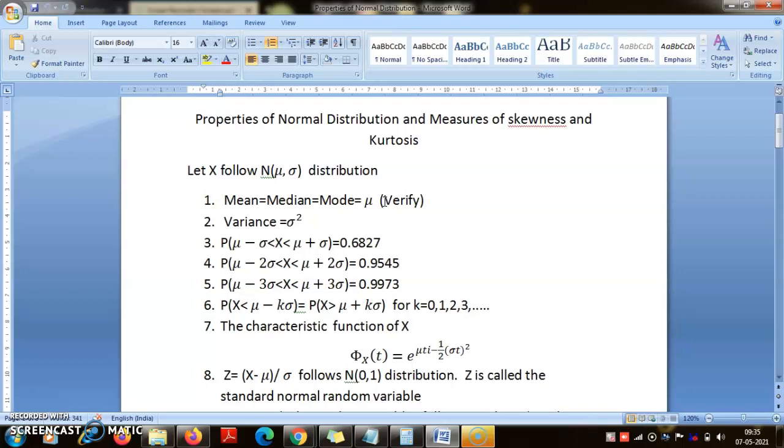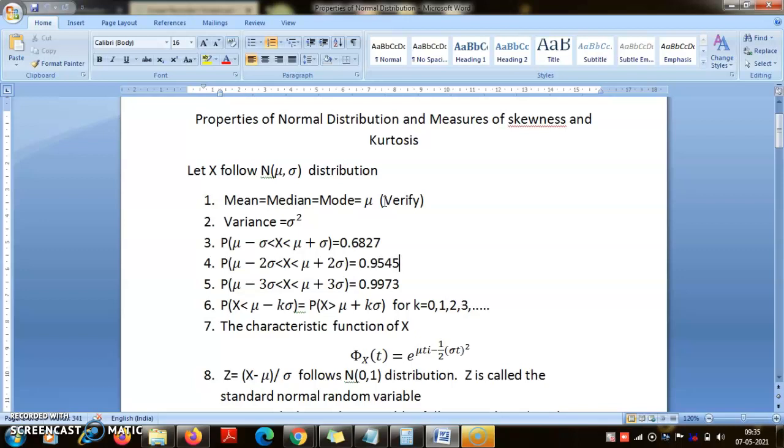Now, normal density is continuously differentiable because it is an exponential function, e to the power minus half x minus mu whole square by sigma square. Of course, there is a constant, but let us ignore it for the while. So you take the derivative of this function and equate it to 0. It has only one solution, and that is at x equal to mu. So that is how you verify the mode.